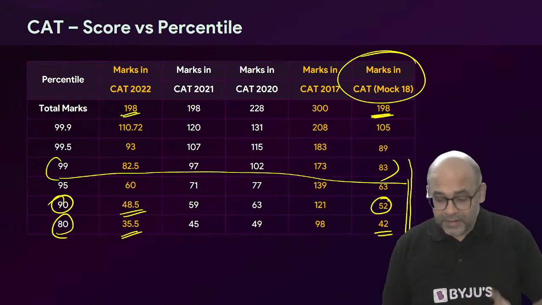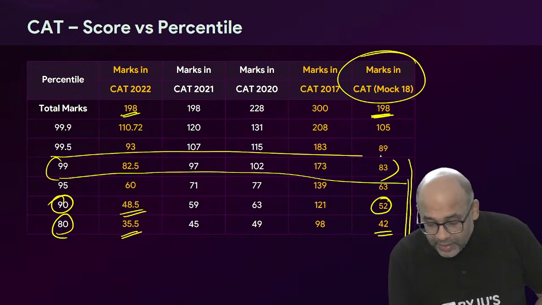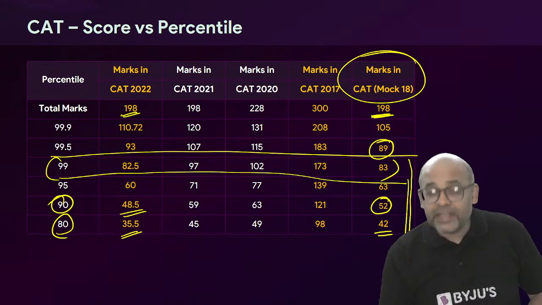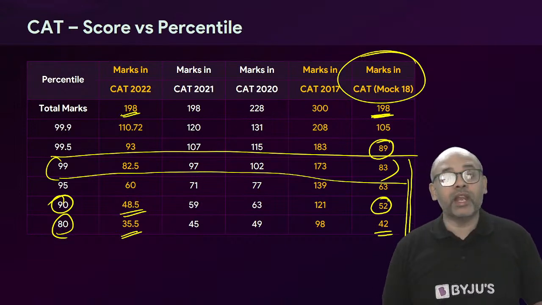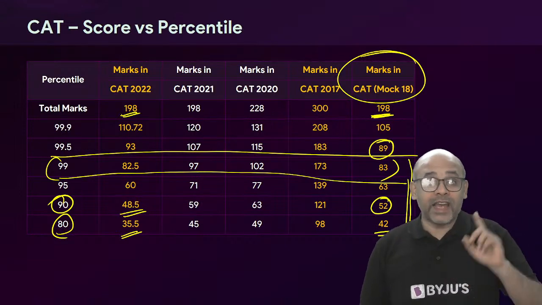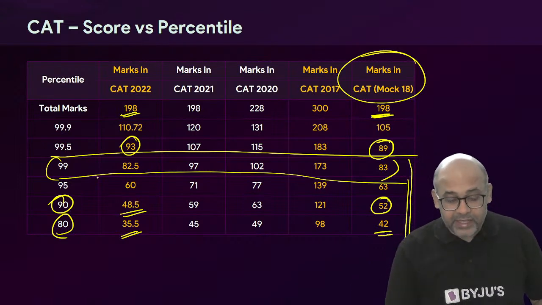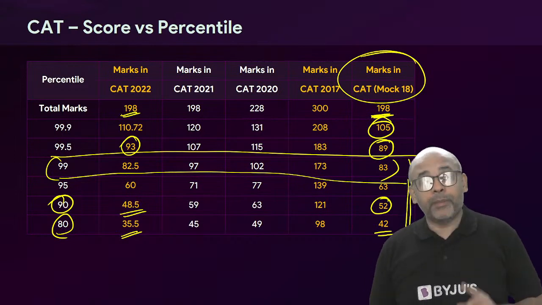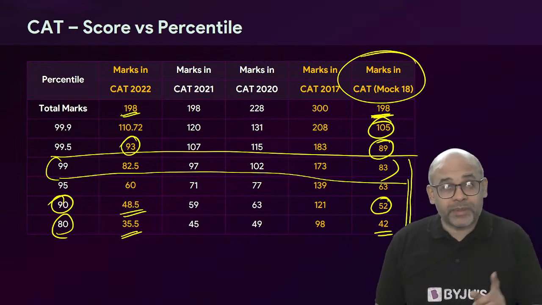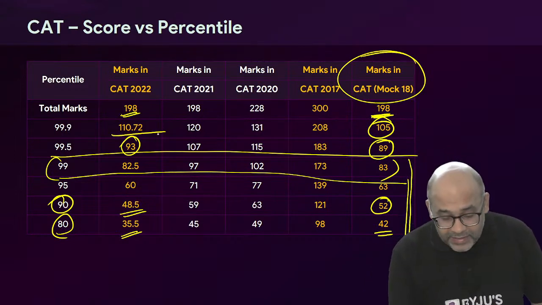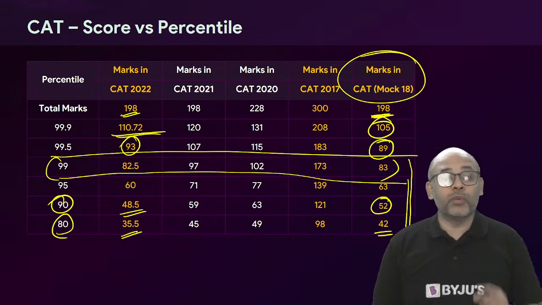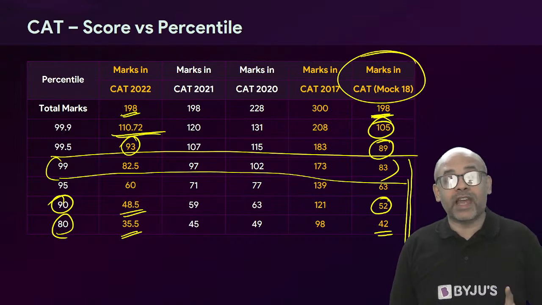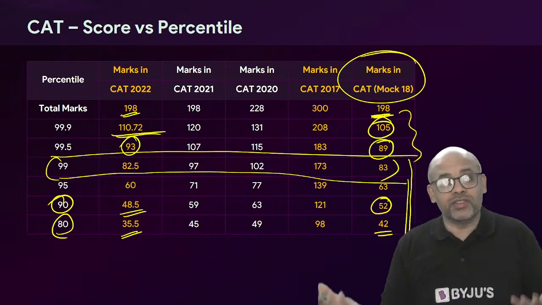But the moment you cross 99, you can see 89 marks was giving you 99.5, whereas in the actual CAT exam 93 was giving you a 99.5. 105 marks was at 99.9 percentile in this mock, whereas 110 marks was a 99.9 percentiler in the previous CAT. Here the pattern changed.